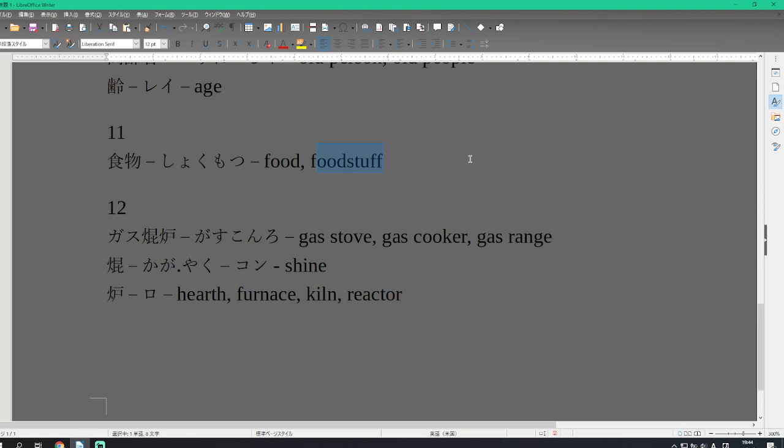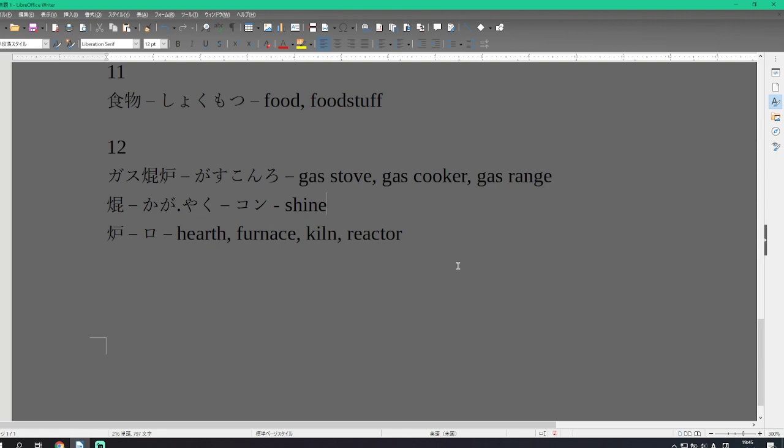Shokumotsu is food stuff. Number 12 is gasu konro. Gasu konro is a gas stove, gas cooker, or gas range. Gasu is just gas. Kon is our first new kanji, with fire on the left side and, I think, descendants on the right side.